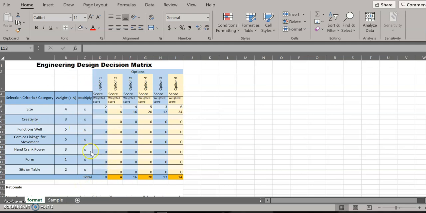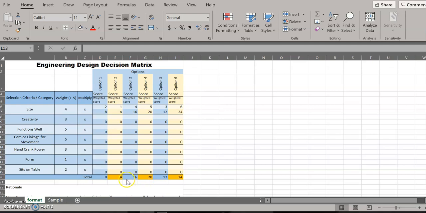So you want to do a decision matrix anytime you have several choices for a design, and you have a particular selection criteria that you need to follow to make sure that you choose the best idea. This is typically done in Excel because we're going to use Excel to help us with the calculations to see which one is the best idea. And the nice thing about using the decision matrix is it gives you a numerical justification for which idea is the best.